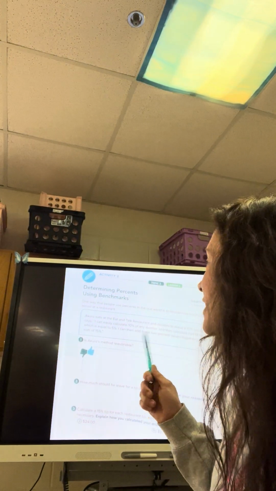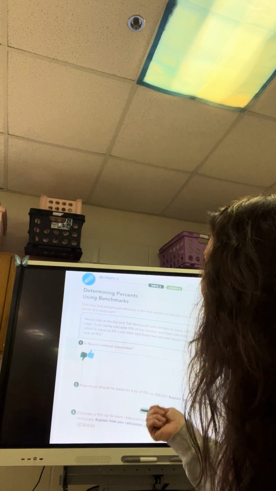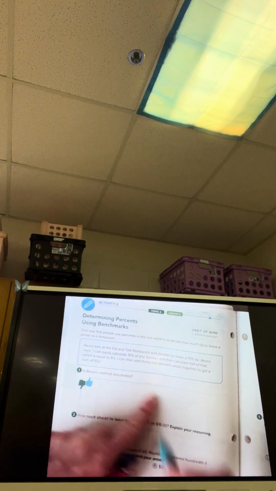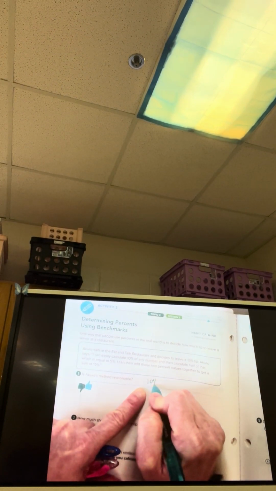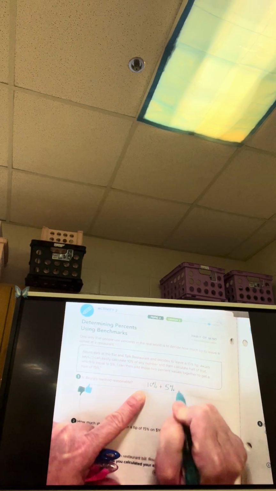Akuro says I can easily calculate 10% of any number and then calculate half of that, which is 5%. And he's right. So if I get 10% and then I take half of it and add it to the 10%, I get 15%, and then I have my 15% tip. So easy, because 10% plus 5% is 15%, okay?